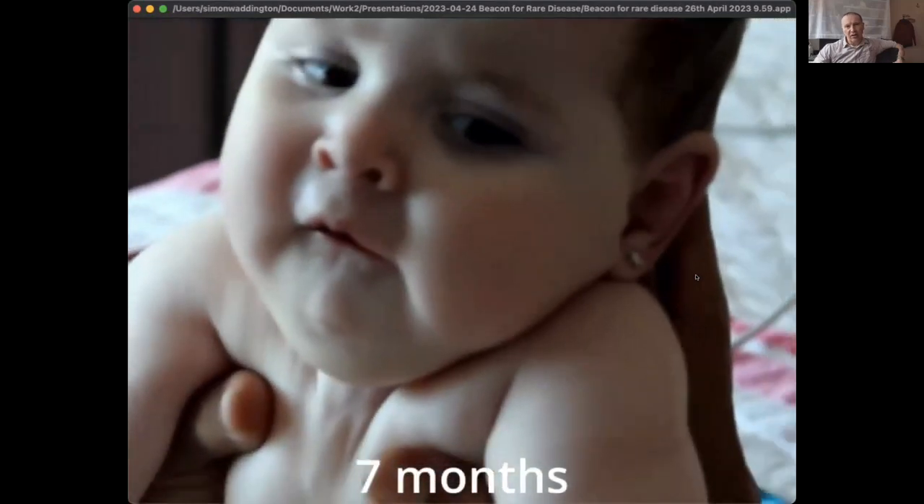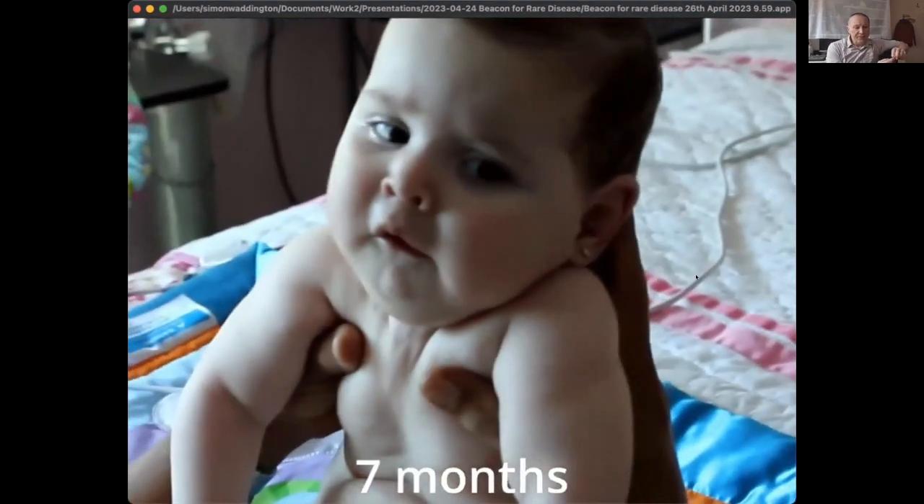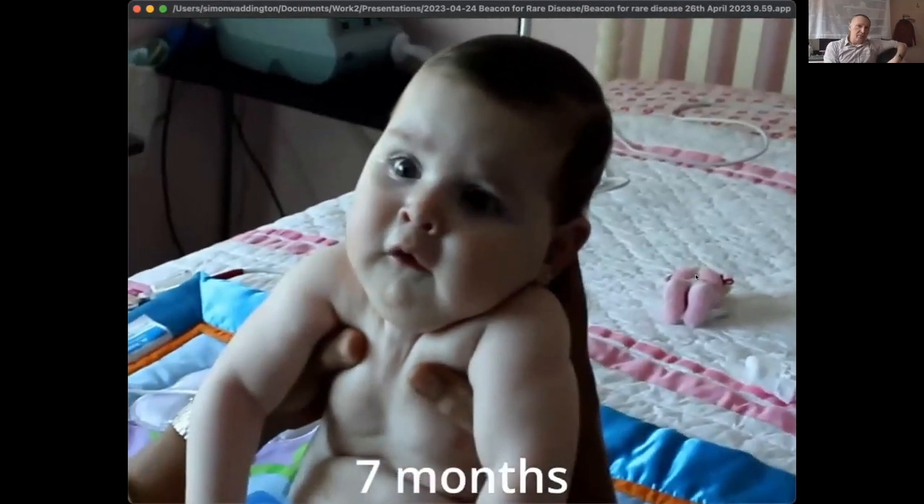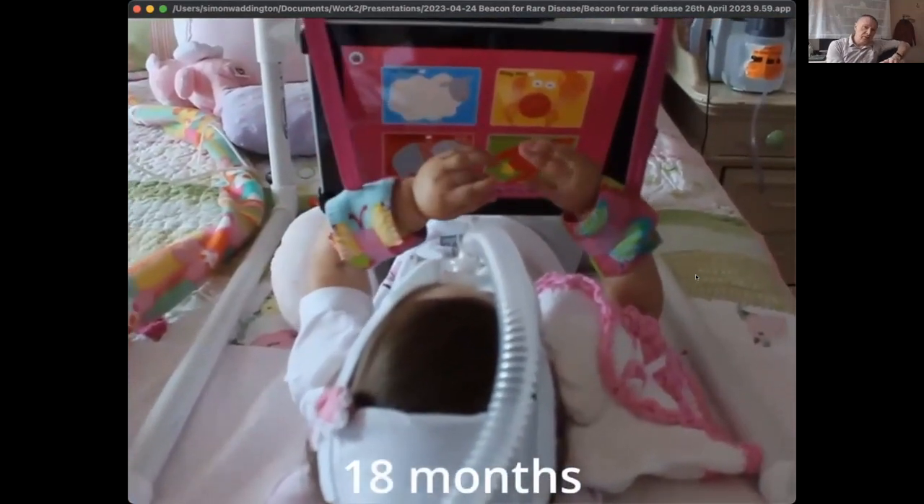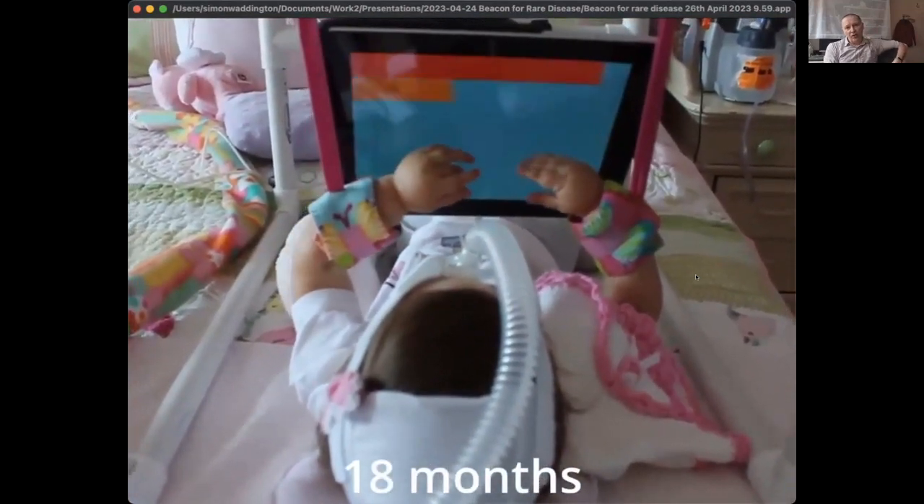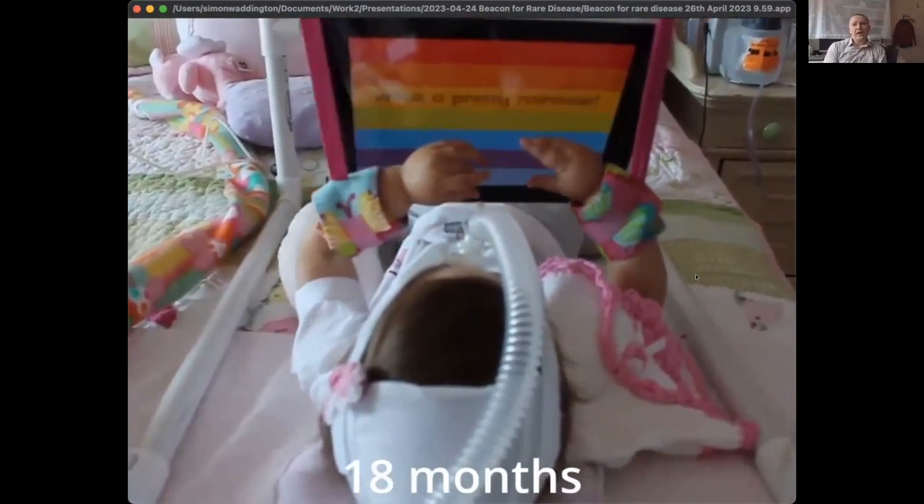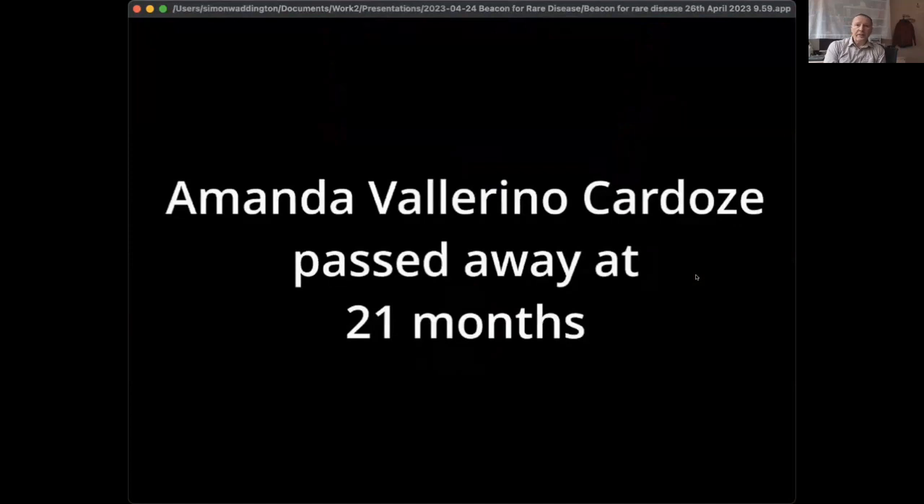So this is a young girl called Amanda Cardoz, and here she has type 1 spinal muscular atrophy. At 18 months of age, she's got virtually no strength in her limbs because it's a disease of the motor neurons. Unfortunately, she passed away at 21 months of age, and she was characteristic of the prognosis for infants with type 1 spinal muscular atrophy. These are the sort of diseases that me and my lab have been working to try to treat, and us generally as a field.